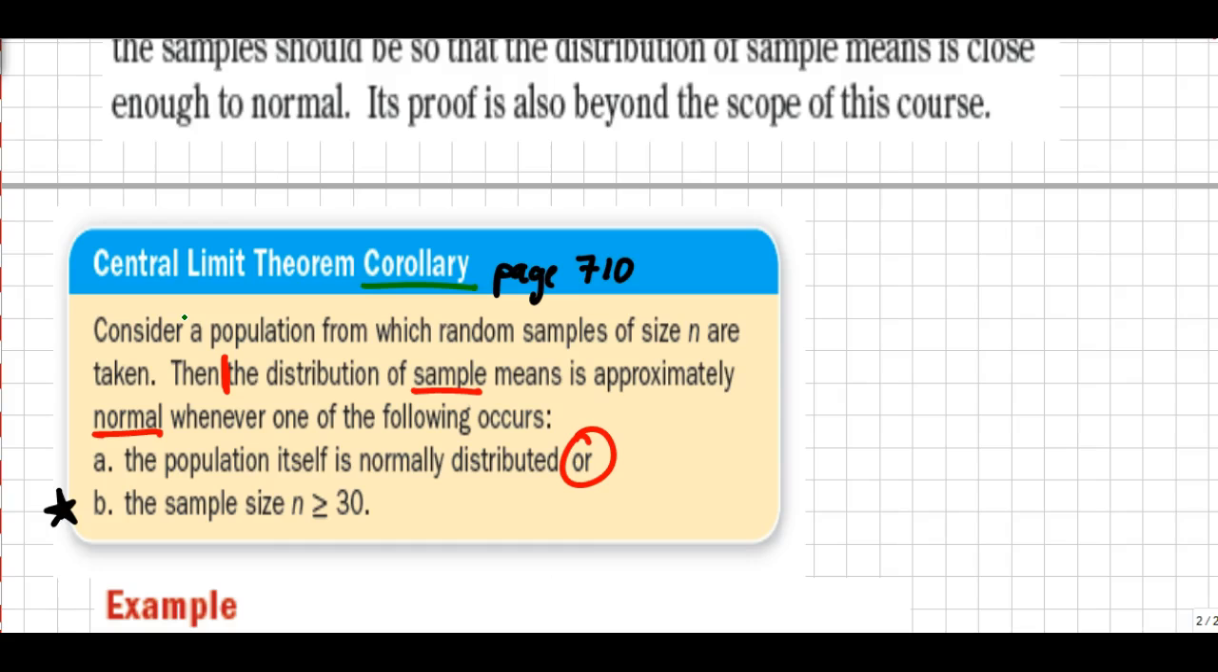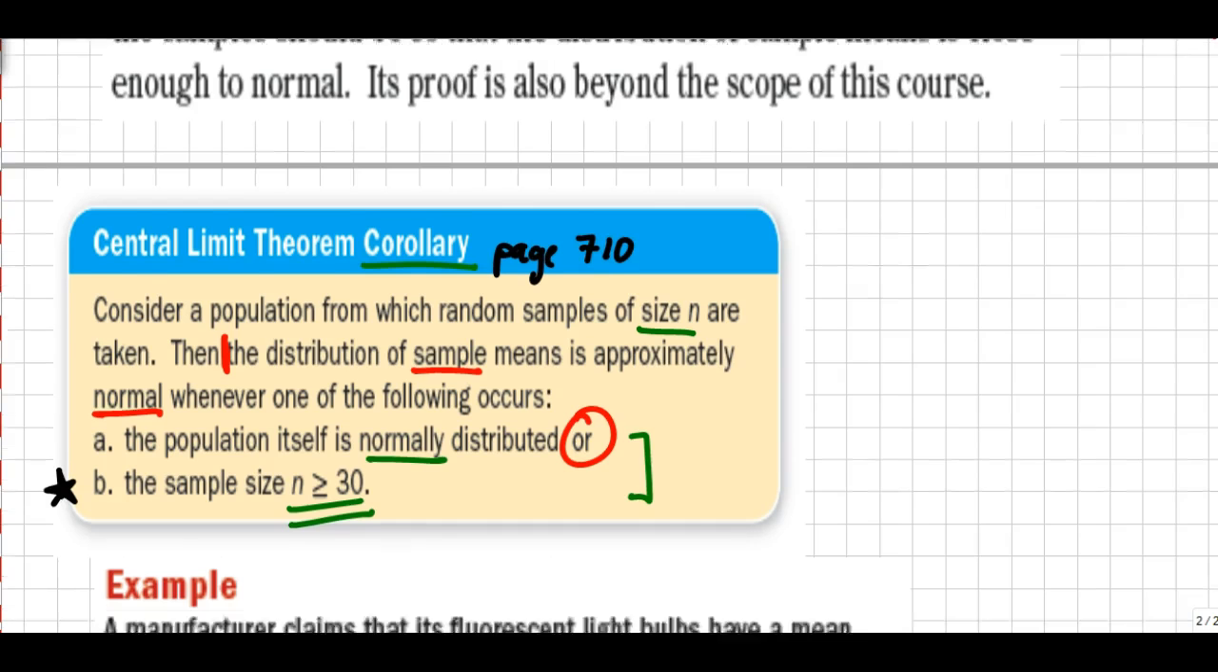So if you consider a population where you take random samples of size n, the distribution of sample means will be approximately normal when one of the next two things happens. Either the population itself was stated to be normal, or the sample size is 30 or greater. So the sufficient size is now that number, 30 or greater. Now, if you get both of these things happening at the same time, then that's just a bonus for you. Then you know for sure that you can calculate the mean and the standard deviation of the sample. But if you only get one or the other, that's fine too. So let's try this out in an example.